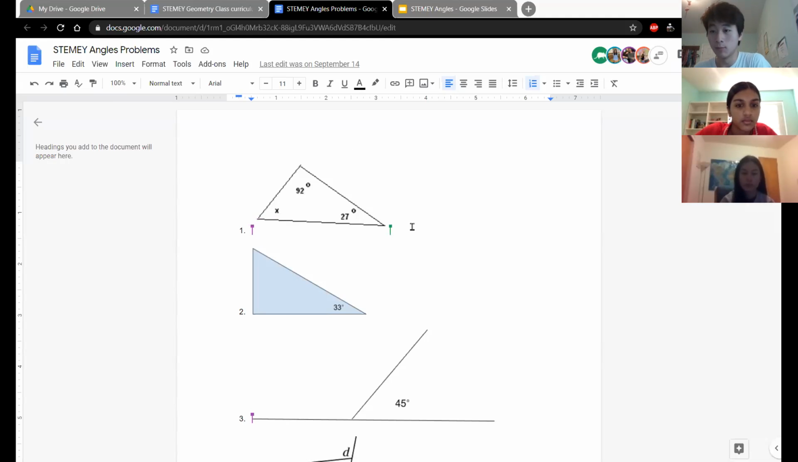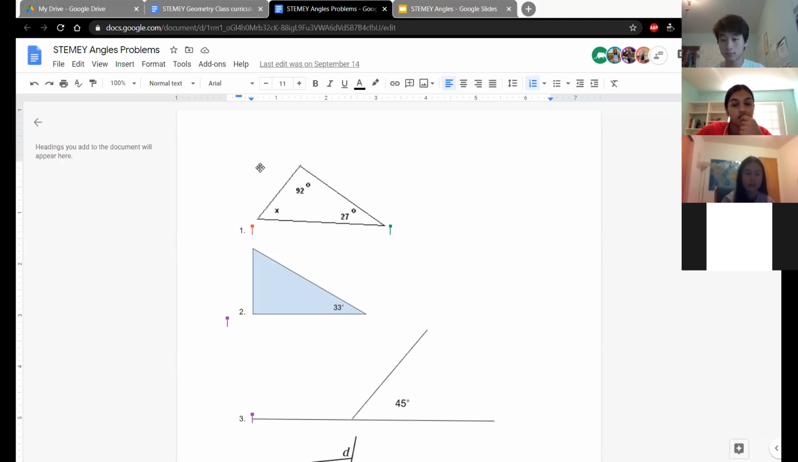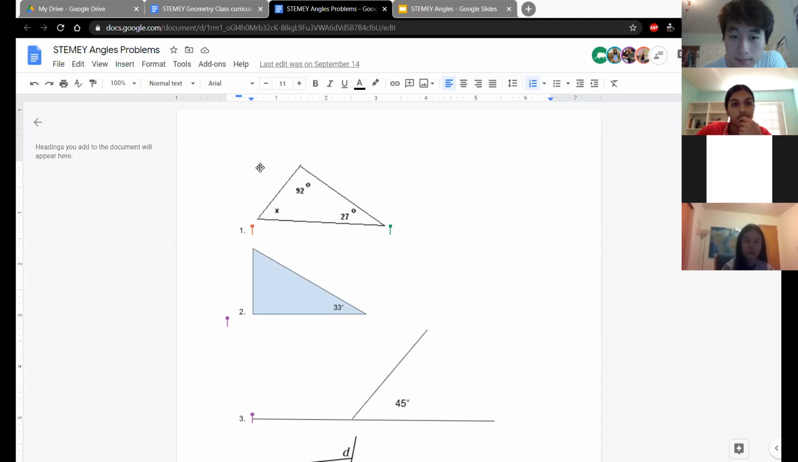So let's start with problem 1. We have a 92-degree angle here and a 27-degree angle here. Can someone find the angle of x? 61? Nice. Do you want to explain why that is for the other people?